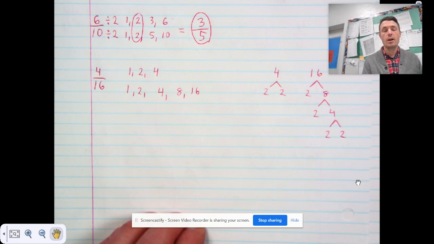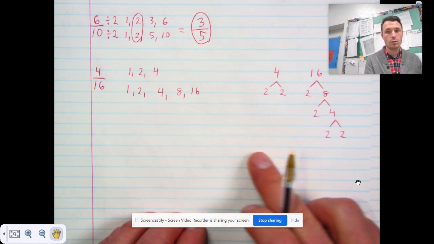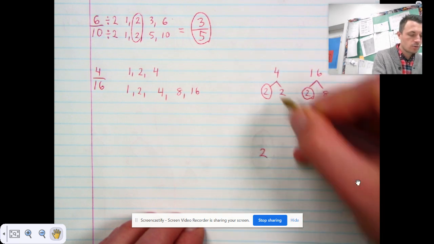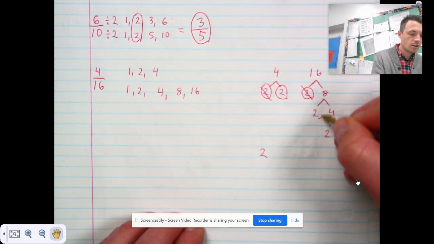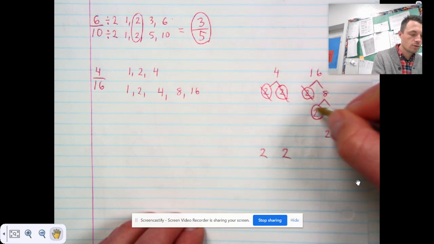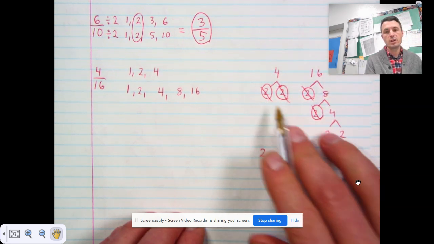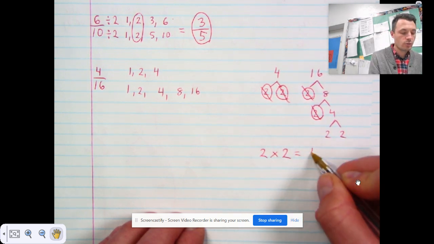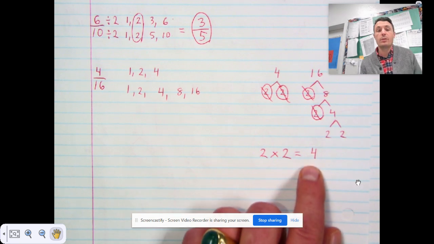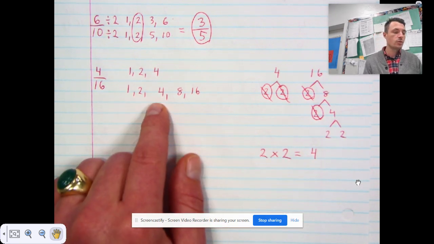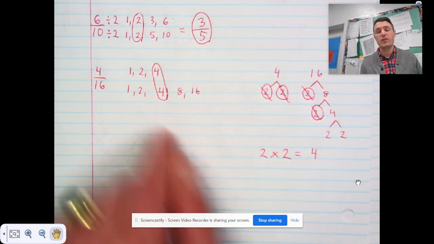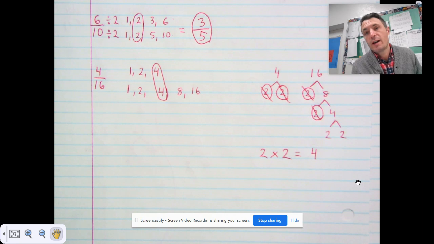Now however many times one number repeats in both lists, we write that number down here. So we have a 2 here and a 2 here, so we put a 2 here. We have a 2 here and a 2 here, so we put a 2 here. There's no other numbers in both lists, and so we multiply those two 2's together. 2 times 2 equals 4. So that's the greatest common factor. And that's what we find here too. The biggest number in both lists is 4. So we found the GCF, the greatest common factor, it's 4.